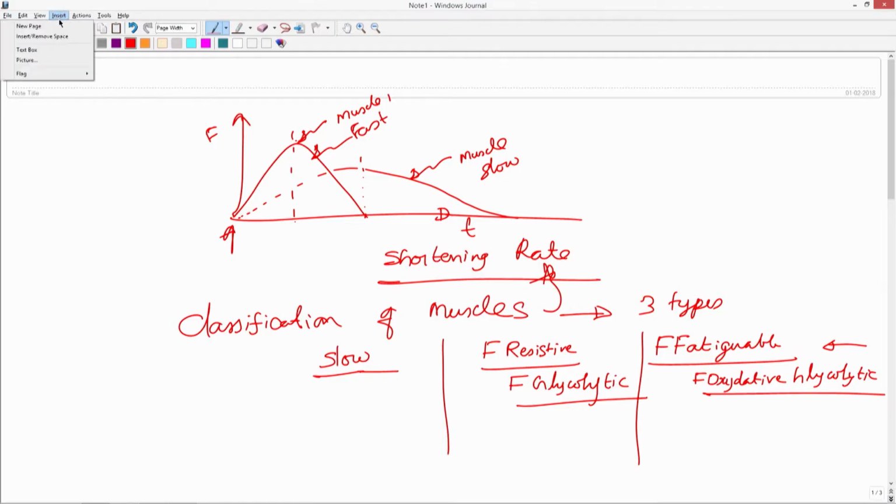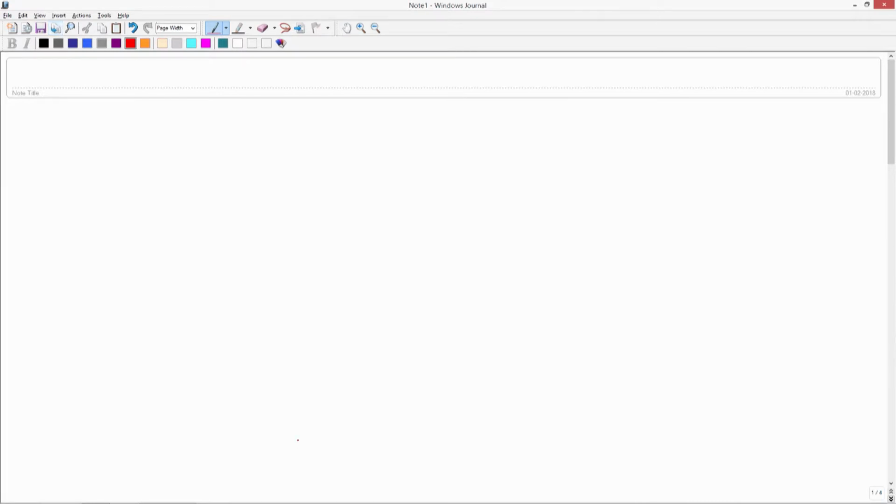So, again, we still have to answer the question why our muscle systems have different types of muscles. Why should this be differentiated using the shortening rate? For this, I need to explain the concept of motor unit. This is one of the important concepts we have to understand.